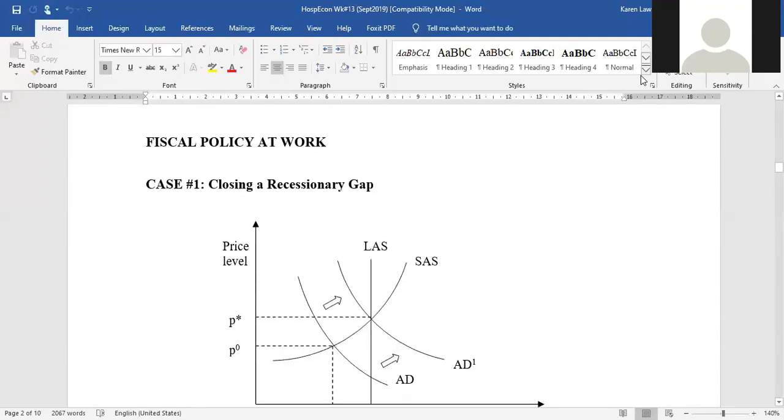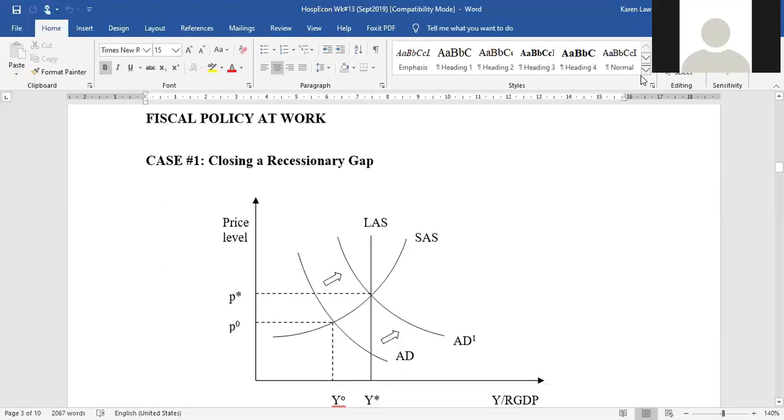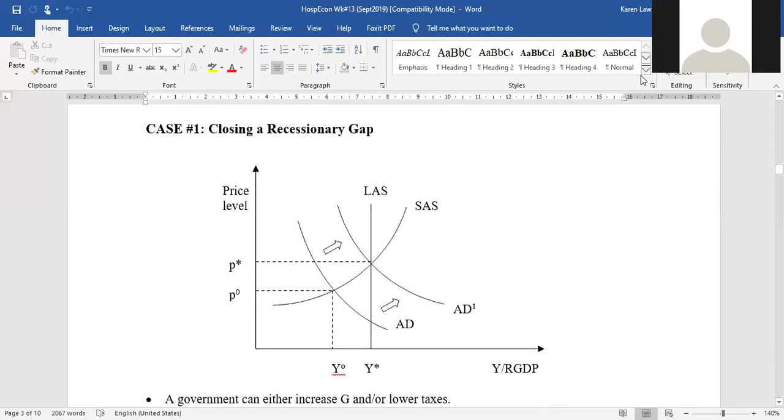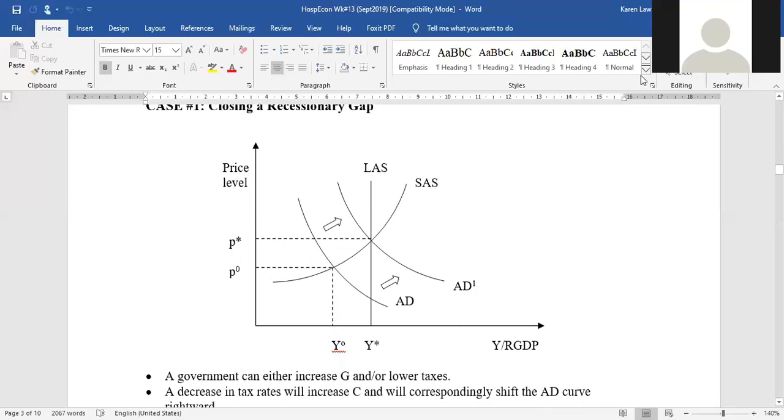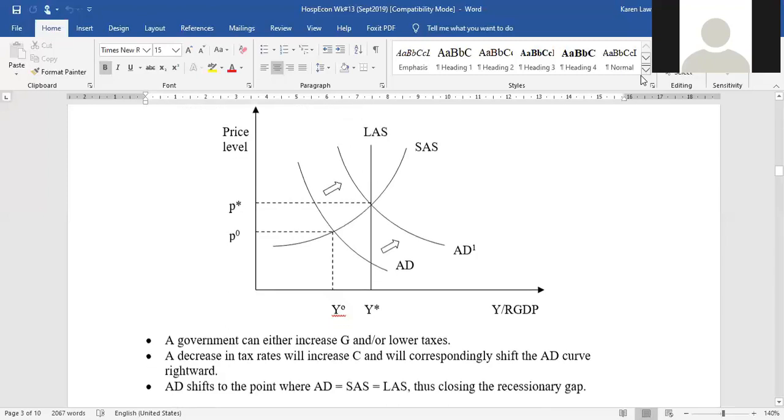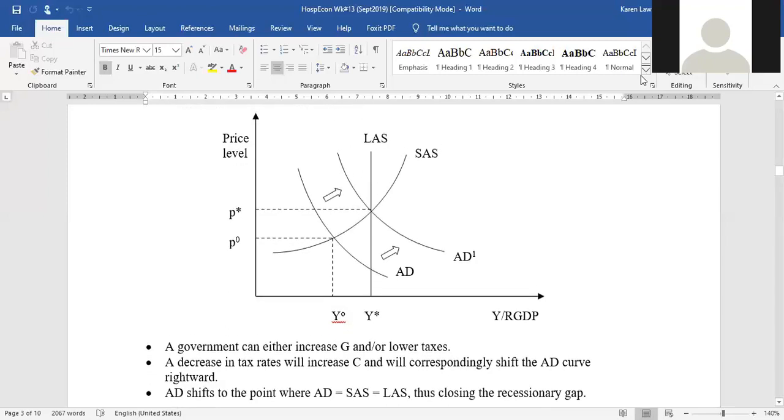So how does the government close or correct for a recessionary gap? You can see here that the interaction of our short-run supply curve and our AD determines our output at Y0. And at Y0, the economy is experiencing a recessionary gap because Y0 is less than Y star.